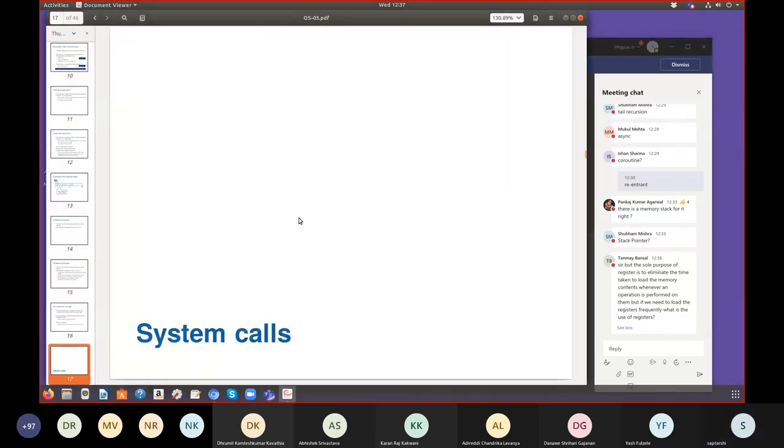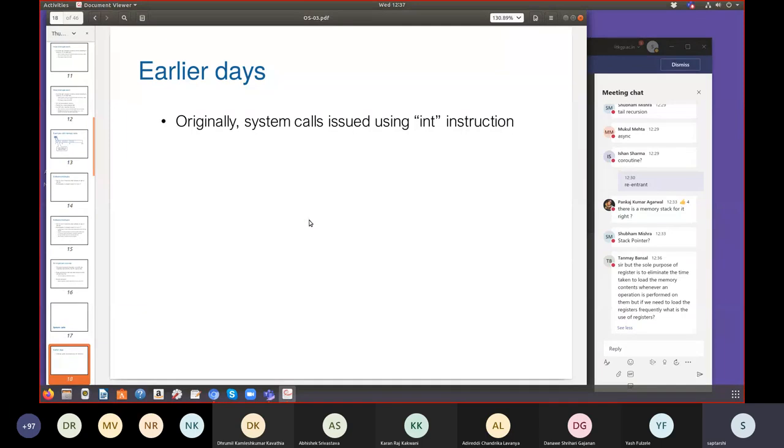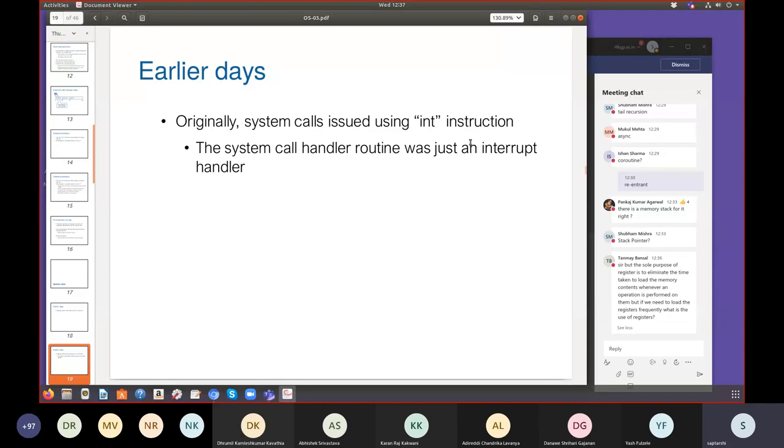Okay, let me proceed. Till now was an overview of how interrupts work. I really think that what we discussed till now is not new; your COA course should have given you some ideas. But now let us talk about system calls. The reason we talked about interrupts is that in earlier days, system calls used to be handled the same way as interrupts. System calls were issued using the int instruction, and the system call handler routine was just another interrupt handler.